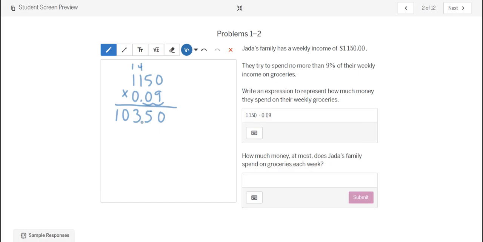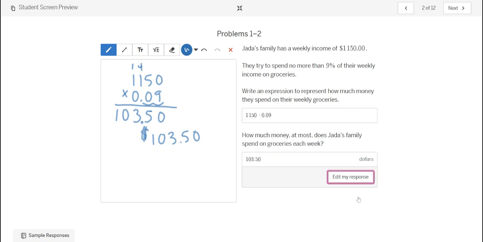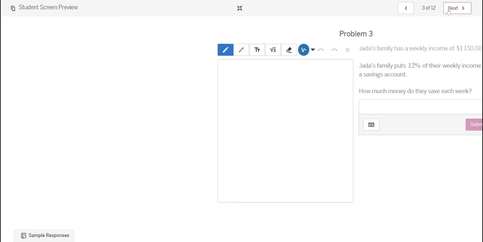I had that she spent, this would be 9% of their weekly income, $103.50. Oops, that is way too much. 0.50. There we go. Submit. Next.